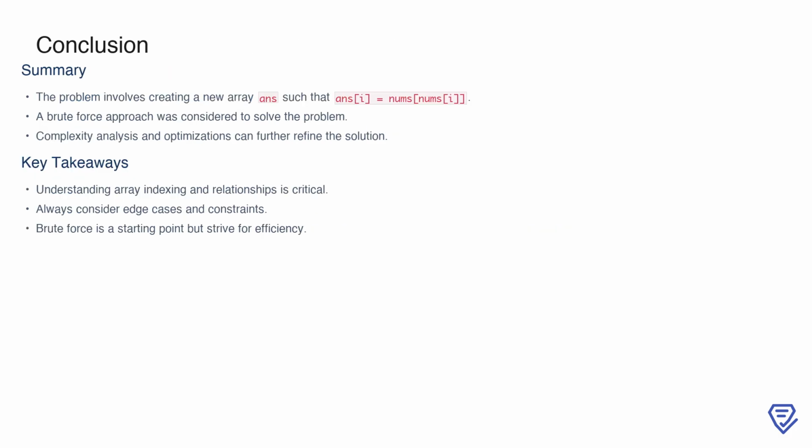Great job completing this problem. In summary, we tackled the challenge of building an array from permutations by understanding the relationships between indices and values. Remember to always analyze edge cases and aim for optimized solutions.